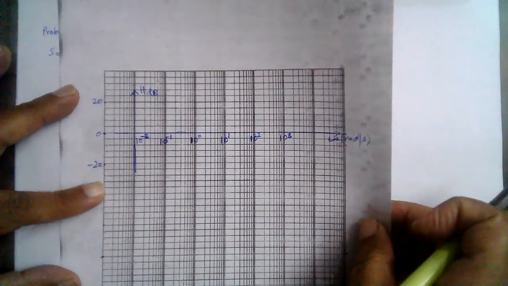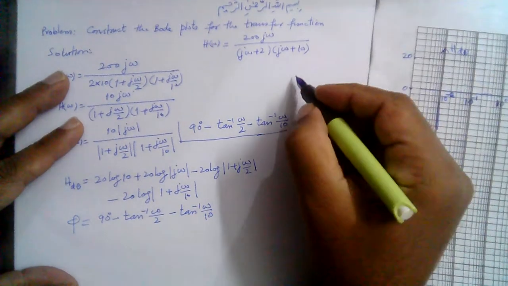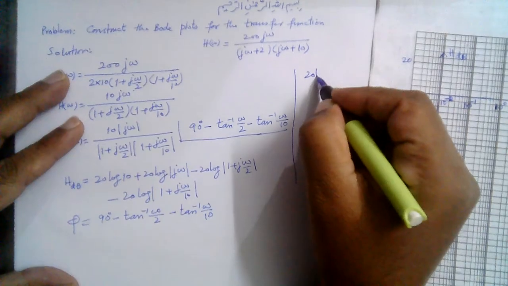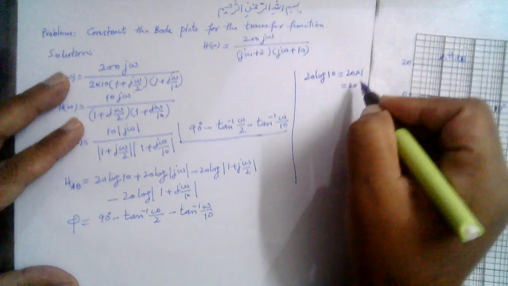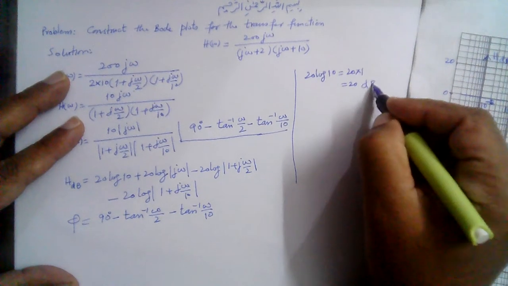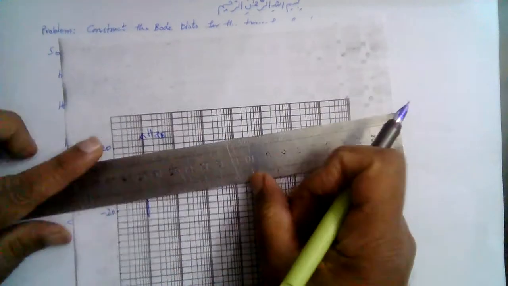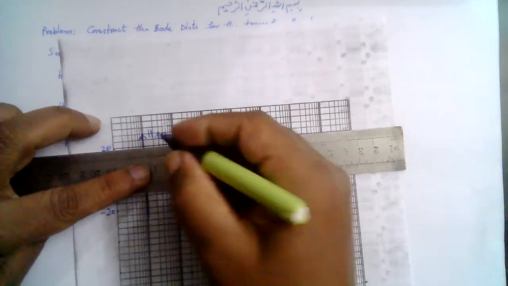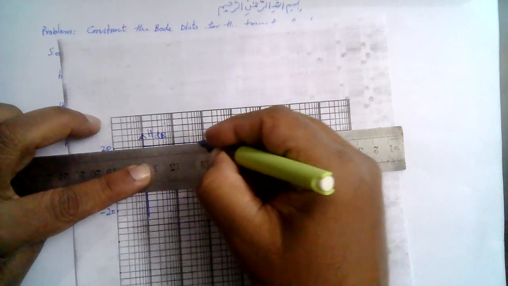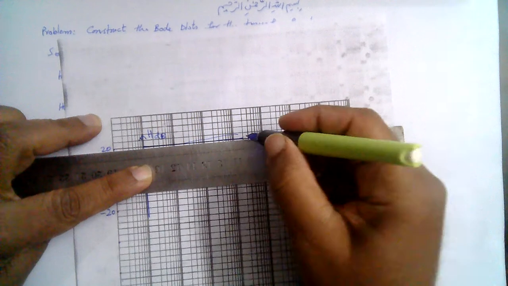So we have first the constant term. The constant term is 20 log 10. So 20 log 10 is 1. 20 into 1, that is 20 dB. So the first term is constant, 20 dB, right? So let me just draw a line for 20 dB here. So this is the 20 dB line.